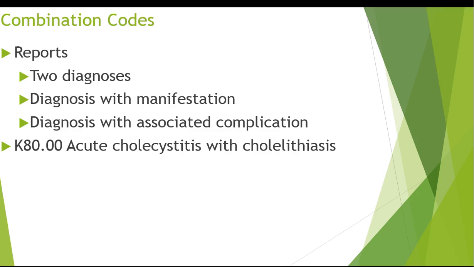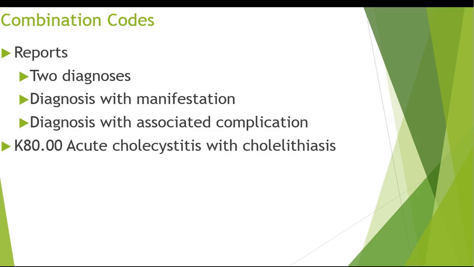A combination code is a single code that's used to classify two diagnoses, a diagnosis with an associated secondary manifestation, or a diagnosis with an associated complication. Combination codes are identified by referring to the subterm entries in your alphabetic index and reading the inclusion and the exclusion notes in the tabular list. Remember, we never code directly from the alphabetic index.